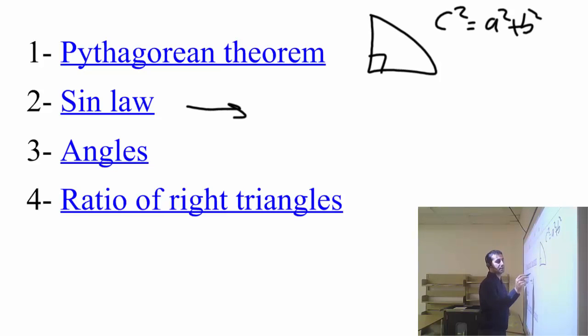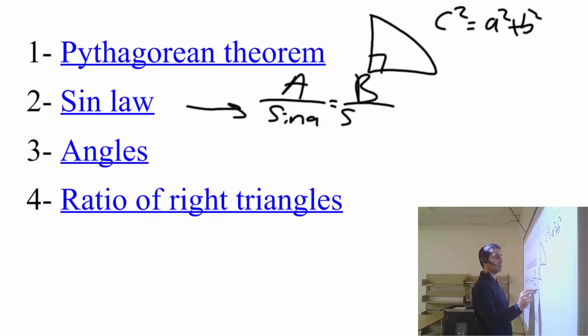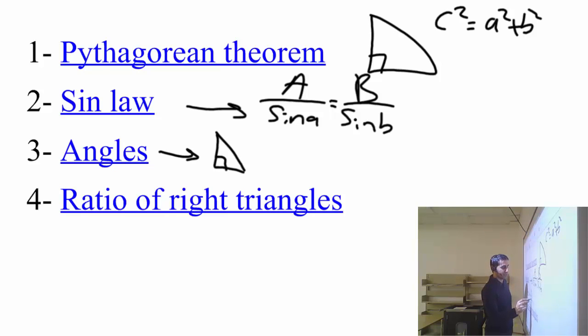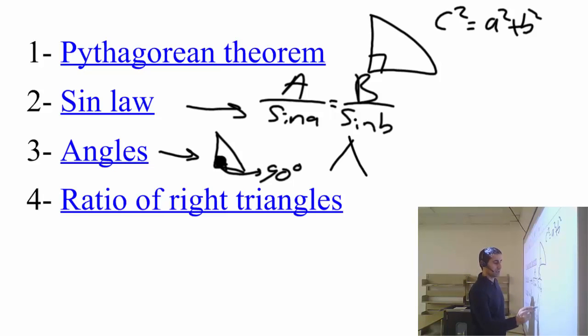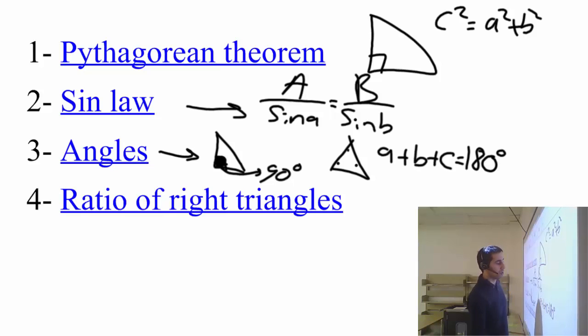Sin law: a divided by sin A equals b, this is the side, divided by sin B. That's the angle. And angles, you need to know, most importantly, at the corner of a right triangle, this means 90 degrees always. And in a triangle, all three angles together, A plus B plus C, equal 180 degrees always.